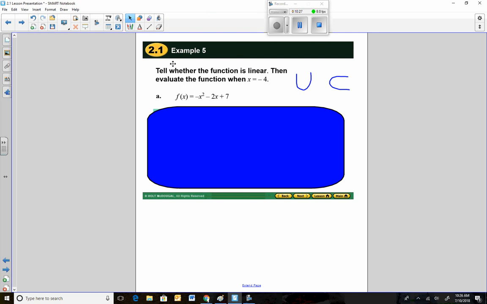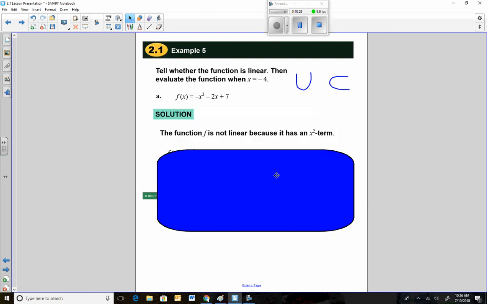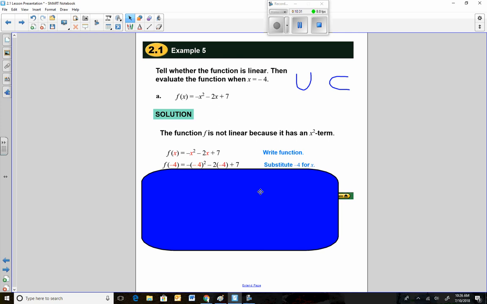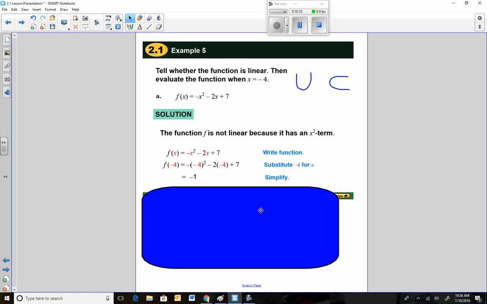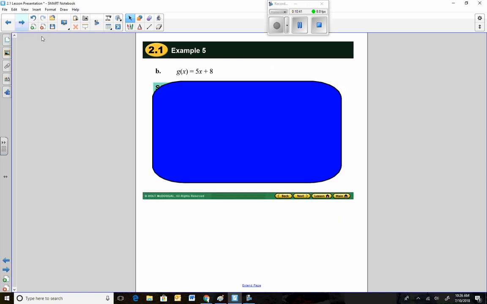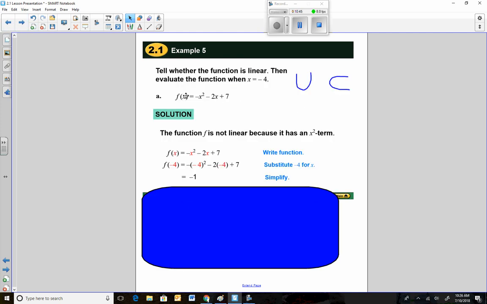So let's take a look. We're going to go ahead and plug in some numbers. Like a -4. And we get a -1 out. So it's not going to be linear. That one we know is not going to be linear because it has a square, and also when we plug it in, you'll notice.